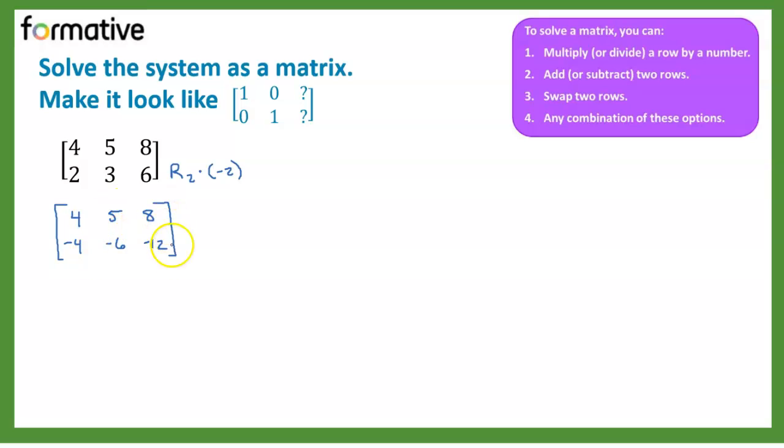Now I can add these straight down. Again, we didn't change R1. When we add straight down, we're going to get 4 minus 4 is 0. 5 minus 6 is -1. 8 minus 12 is -4.